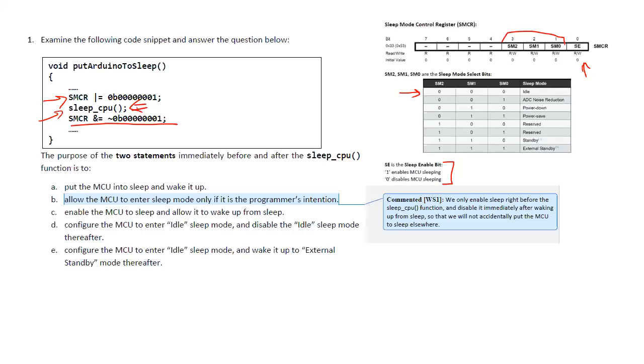So it is not that I accidentally call a sleep CPU function somewhere else. All right, so again, this is because you do not want this sleep CPU function to be accidentally called somewhere else and then you go to sleep where you did not intend to. Correct. So that is why just before I call a function, I enable it, and the moment I come out of the sleep, I quickly disable it. Okay, so that is the objective of the code that you see here.